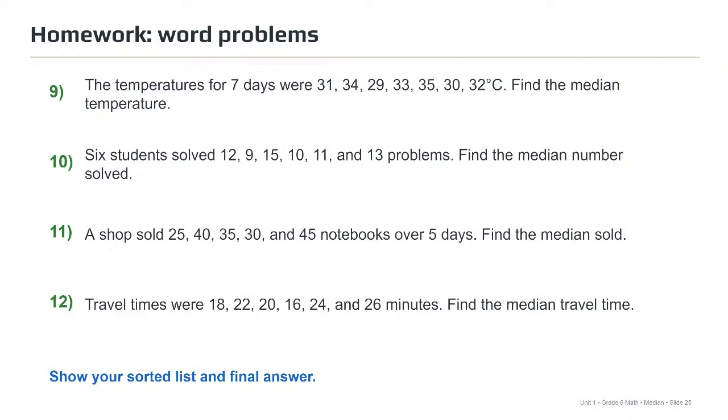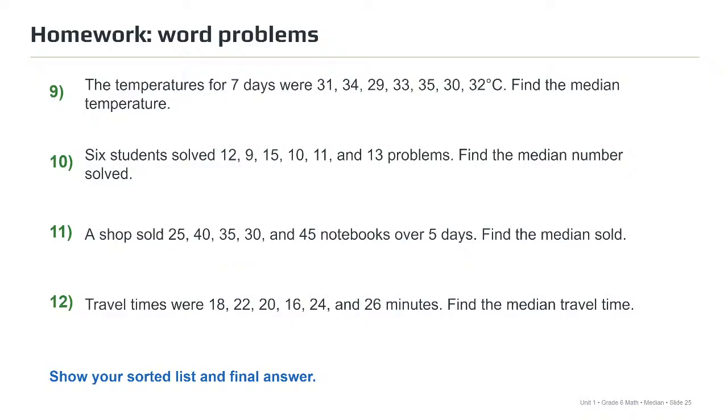The temperatures for 7 days were, there's number 9. The temperatures for 7 days were 31, 34, 29, 33, 35, 30, and 32. Find the median temperature. 10: 6 students solved 12, 19, 15, 10, 11, and 13 problems. Find the median number solved. 11: A shop sold 25, 40, 35, 30, 45 notebooks over 5 days. Find the median sold.